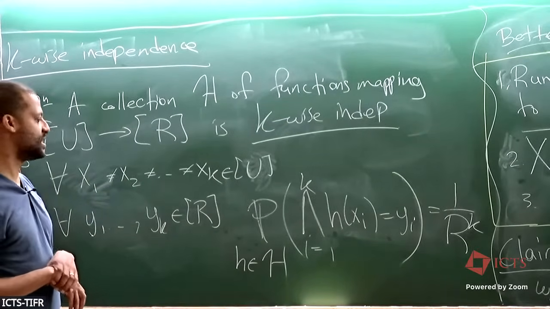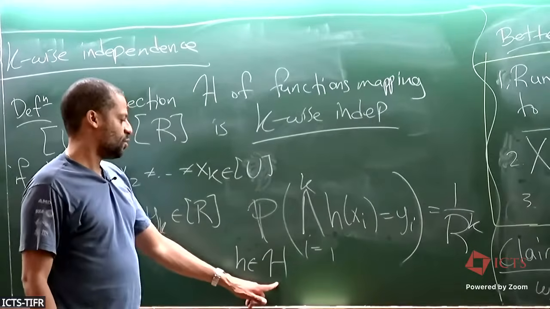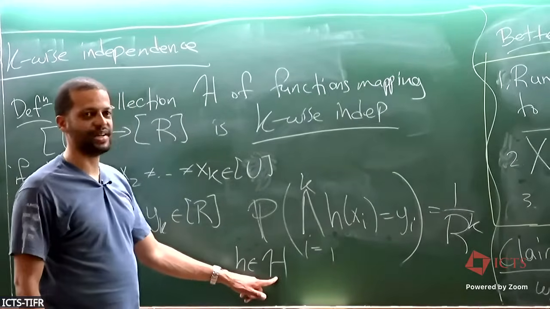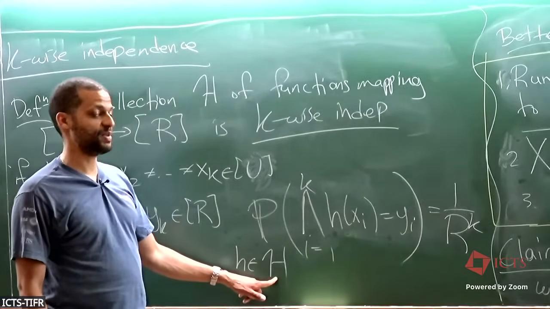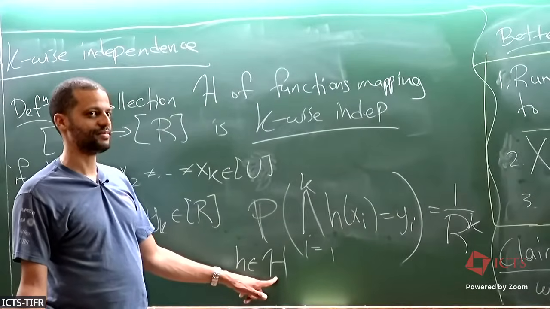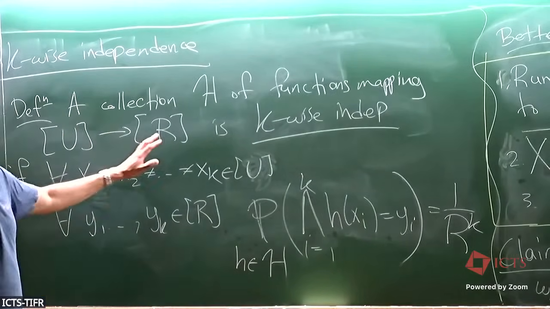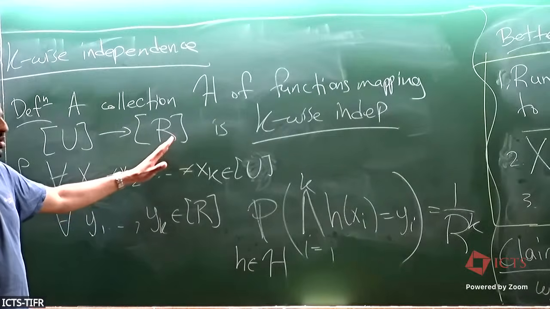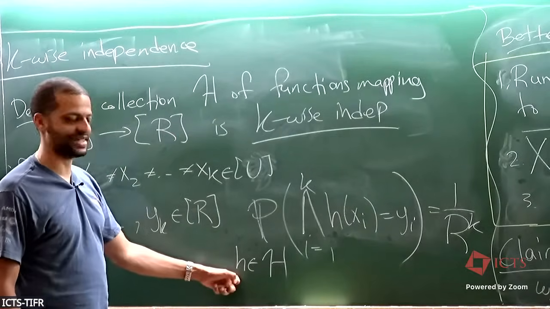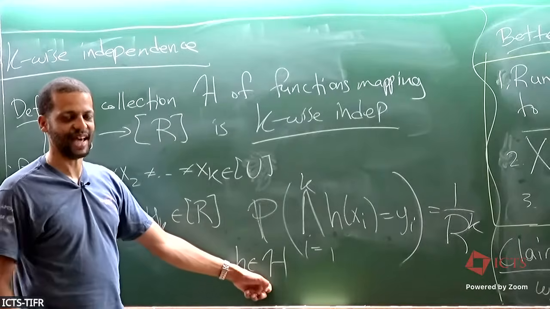And the point is, okay, so what's an example of a k-wise independent hash family? Let script H be the set of all functions, the set of all functions that map U to R. So if you pick a random element from the set of all functions, that is a uniformly random function.